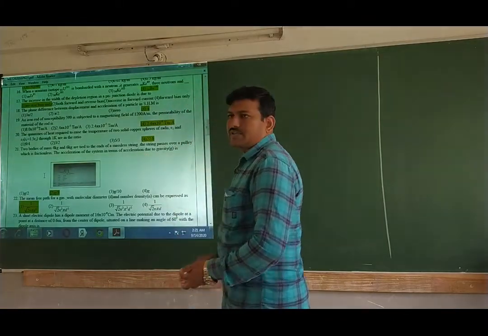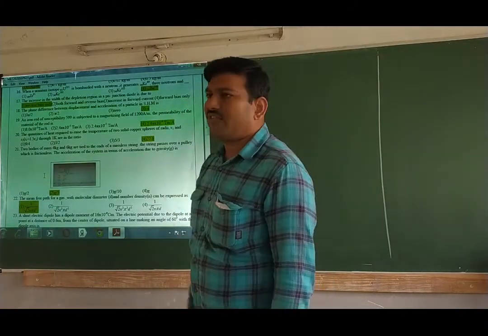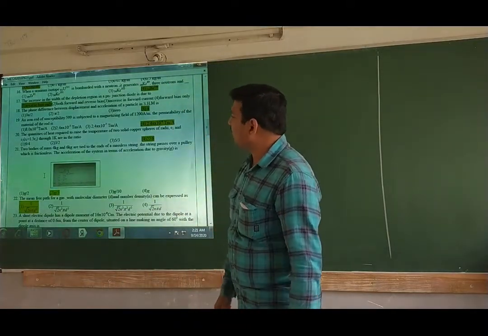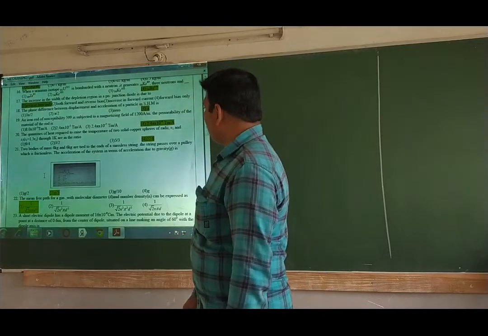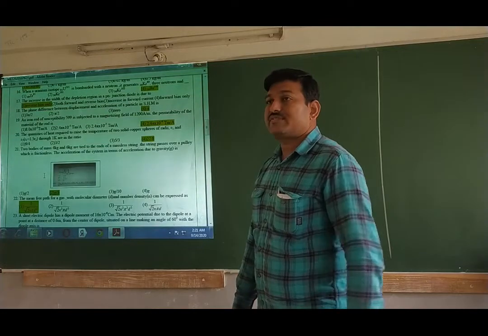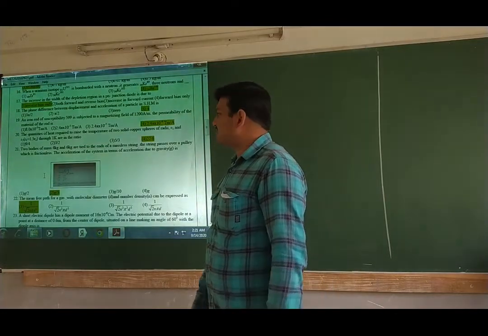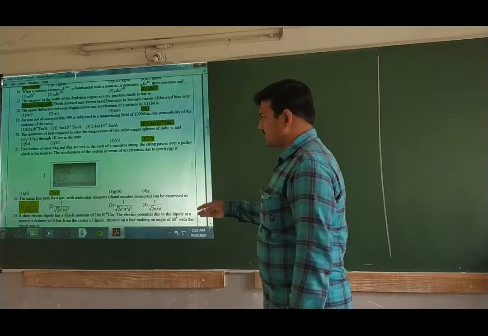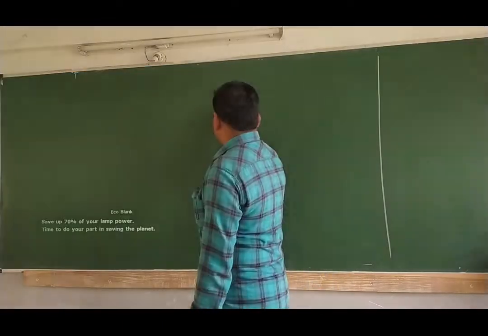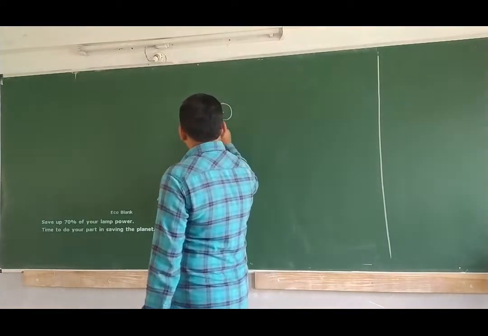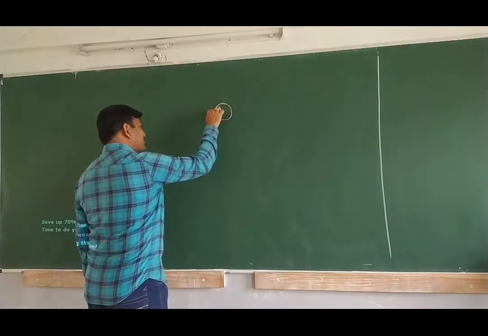See the 21st question. Two bodies of mass 4 kg and 6 kg are tied to the ends of a massless string. The string passes over a pulley which is frictionless. The acceleration of the system in terms of acceleration due to gravity is? You have practiced many problems in the board NCERT book only. It's a very simple model in the pulley system case.